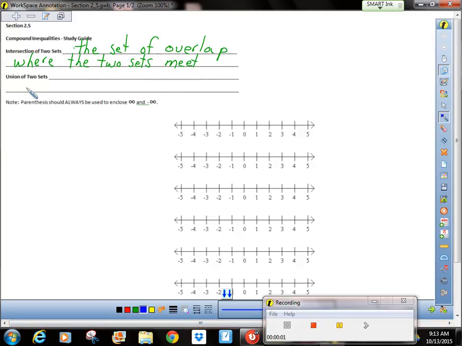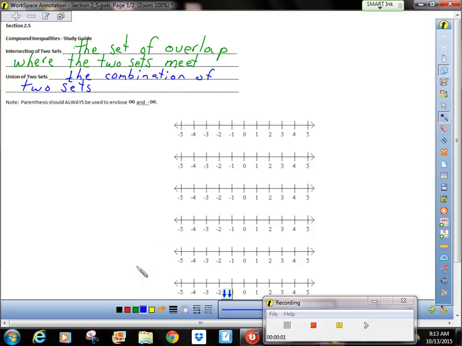Okay, a union is the combination of two sets. Just like you're putting the two sets together, okay? And there's key words and actually key symbols we use here, okay?